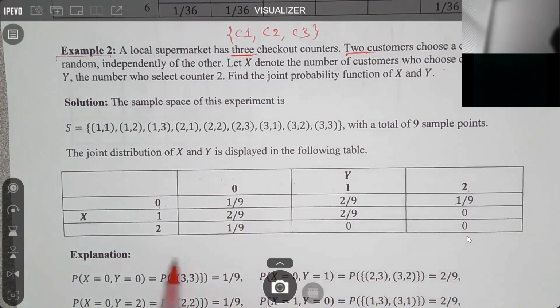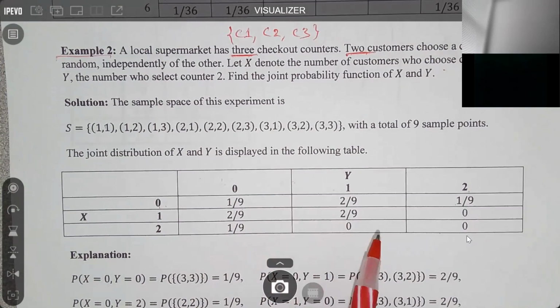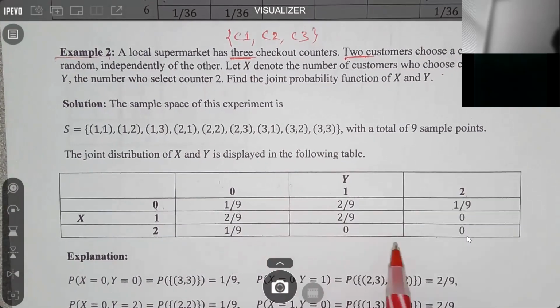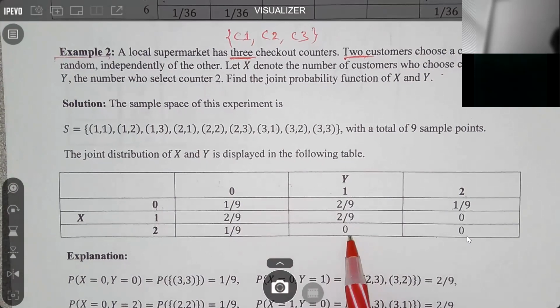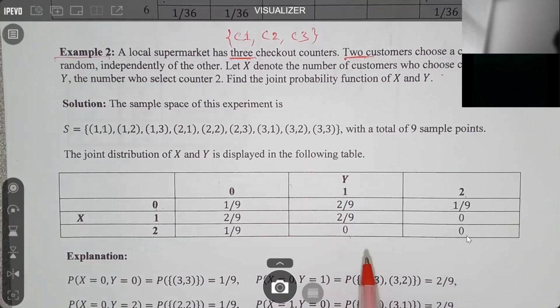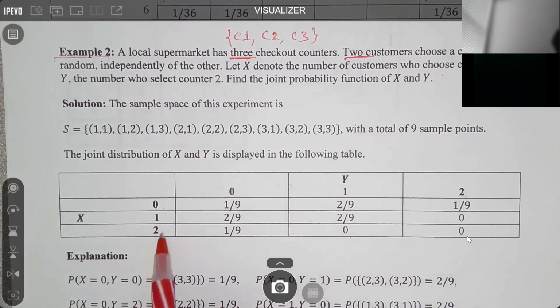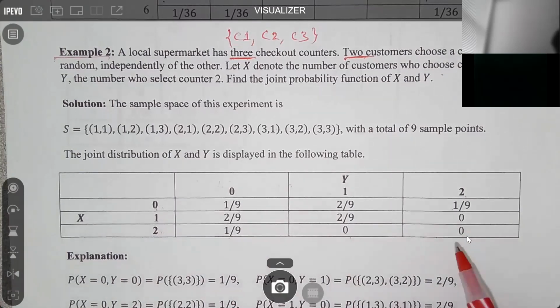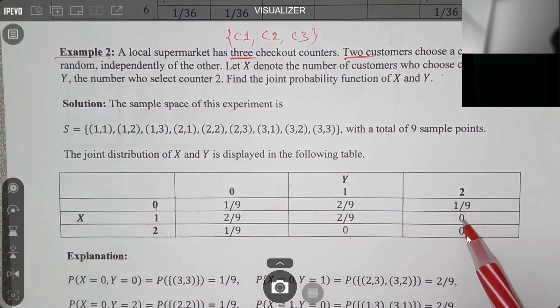Now it is 0 here. You see here, if X takes the value 2, then there are only 2 customers, not more than 2. So Y cannot take the value 1 here, right? There are 2 customers, and if both of them choose the first checkpoint, then there is none for the other. So it's 0 here. Same thing here, so this is also 0, and this is also 0.